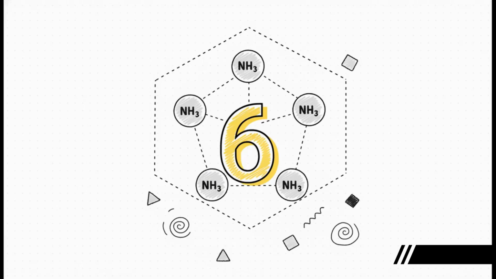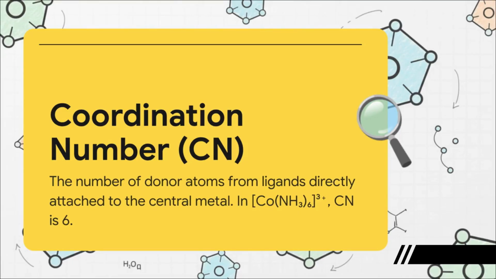6. Just 6. What on earth does this number mean for our complex [Co(NH3)6]3+? This single number is the entire key to its shape. That number, my friends, is the coordination number.